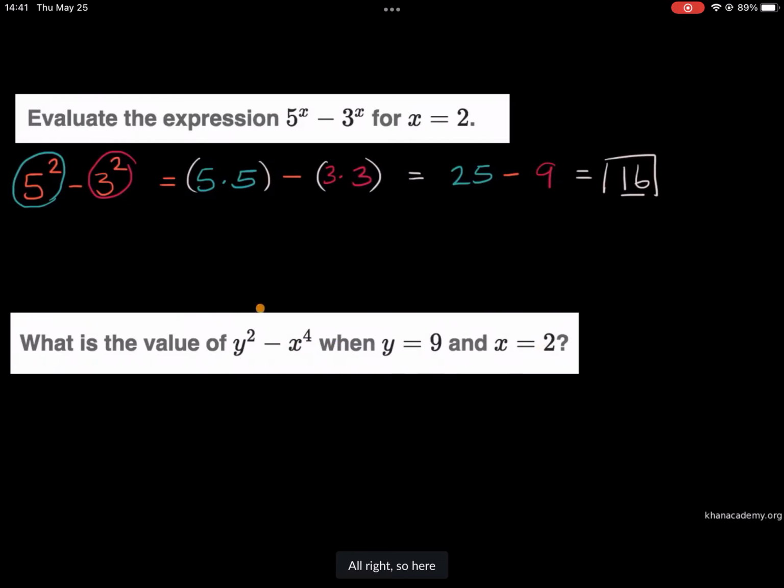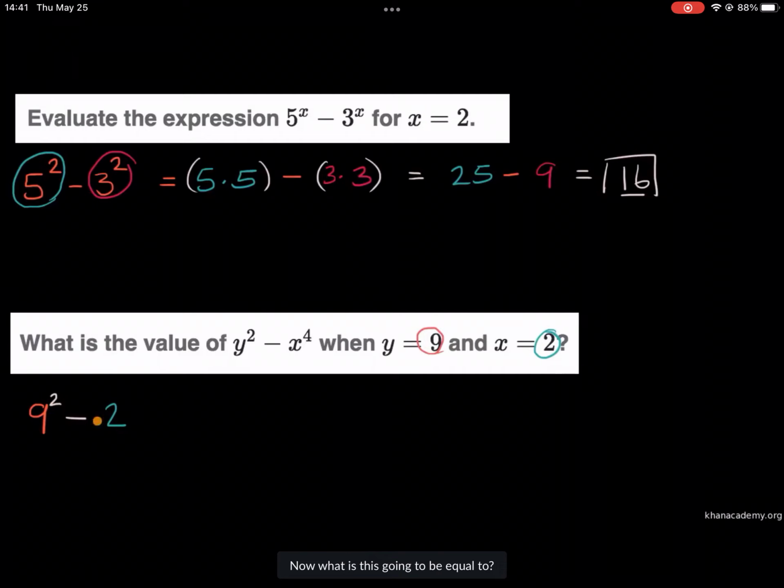All right, so here we have variables as the bases as opposed to being the exponents, and we have two different variables. But all we have to do is wherever we see a y, we substitute it with a 9, and wherever we see an x, we substitute it with a 2. So y squared is going to be the same thing as 9 squared minus x, which is 2 to the fourth power.